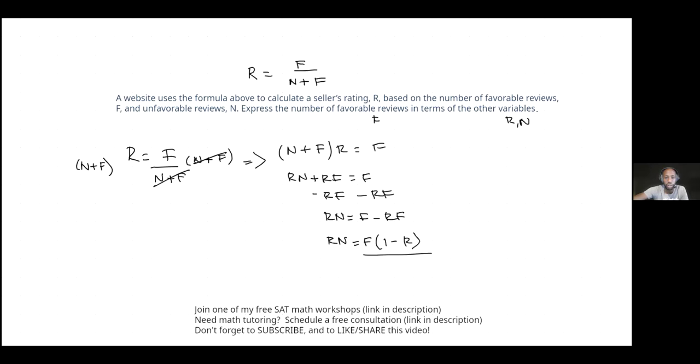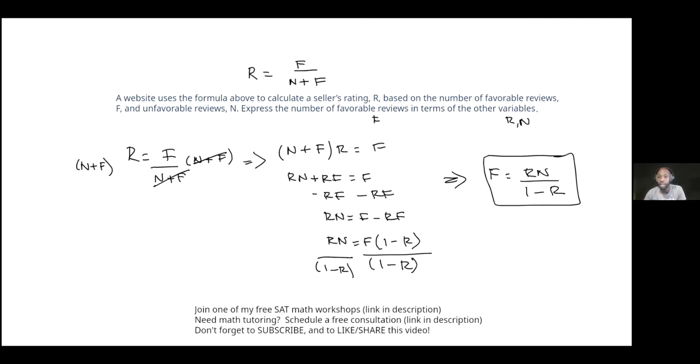Then finally, you can divide both sides by 1 minus R. It's going to give you F is equal to R times N over 1 minus R. Okay. Now, let me confirm very quickly, make sure that's actually correct, and it is. Okay.